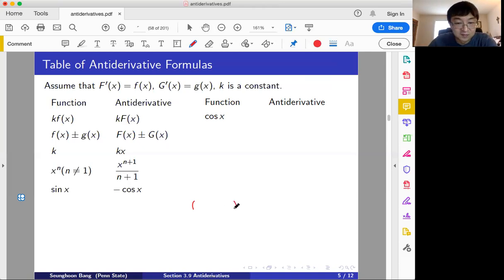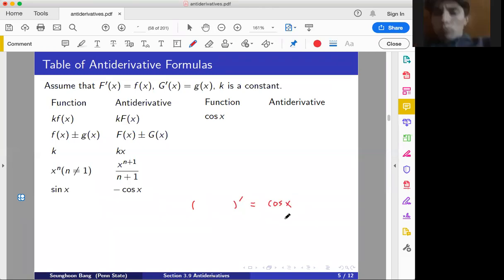So here, which function prime is cosine of x? No, you cannot find it.